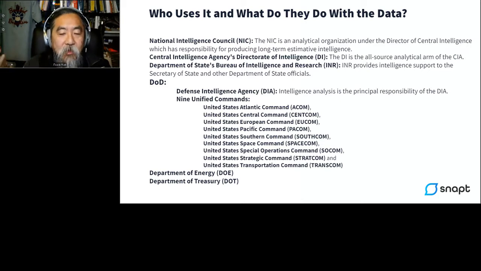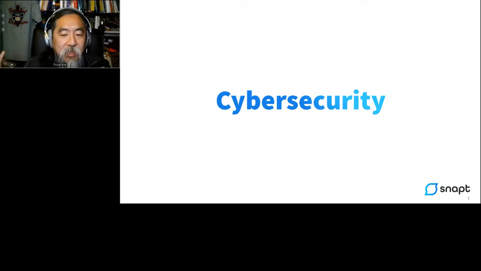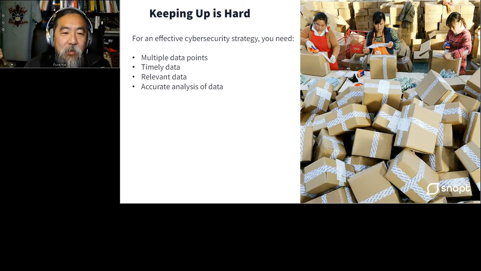So let's talk about how all this really does map to cybersecurity and what we do in the IT industry, and what can we do in the IT industry. First, said it before, saying it again, keeping up is hard.